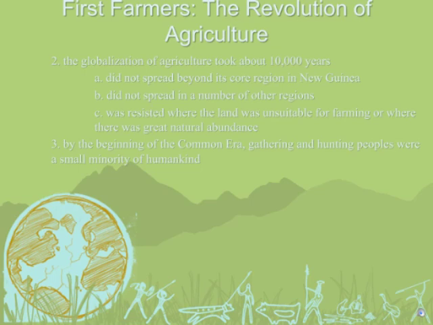It was resisted where the land was unsuitable for farming or where there was great natural abundance. And so some of your hunting and gathering societies were still going to continue on in their way of life. By the beginning of the Common Era, gathering and hunting peoples were a small minority of humankind, as we mentioned in Chapter 1.